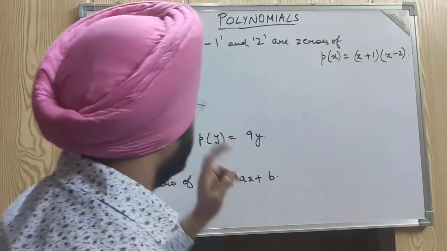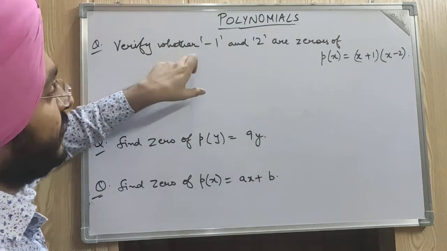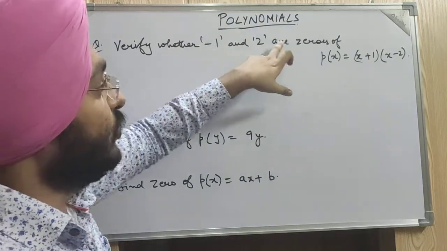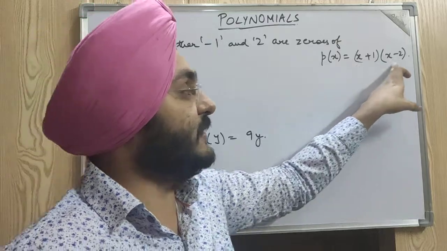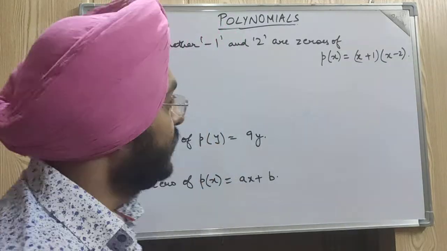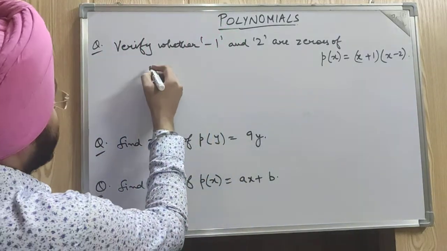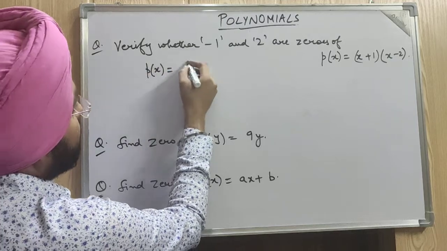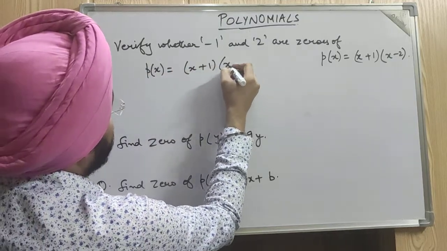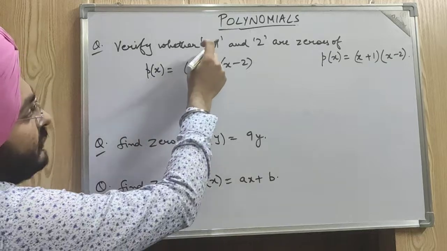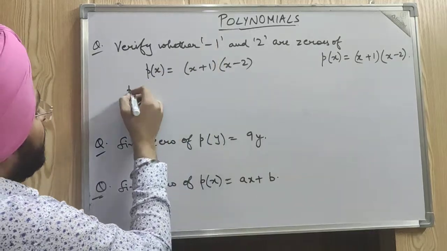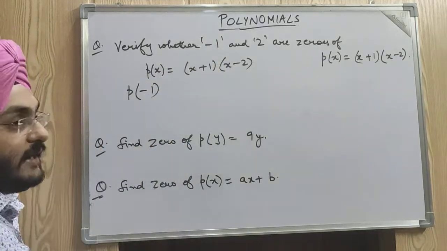Coming to the next type of questions, he's saying: verify whether minus 1 and 2 are zeros of the polynomial (x plus 1)(x minus 2). How to solve these types of questions? First I write p(x) equals (x plus 1)(x minus 2). Substituting minus 1 instead of x now, instead of x I can write minus 1.